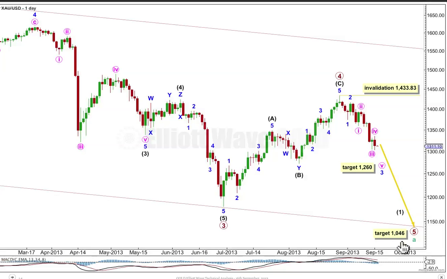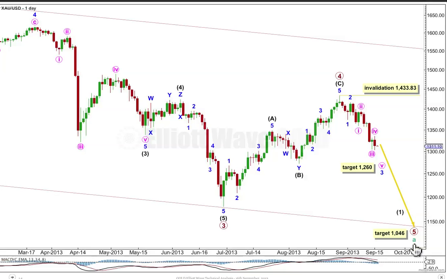And the longer term target for primary wave 5 to end, still some weeks away, at 1046, it will reach equality in length with primary wave 1. That's the most common relationship between first and fifth waves within an impulse, and that's what's unfolding to the downside for a cycle degree A wave. It's a 5-wave impulse.